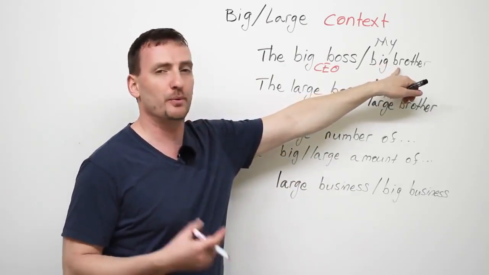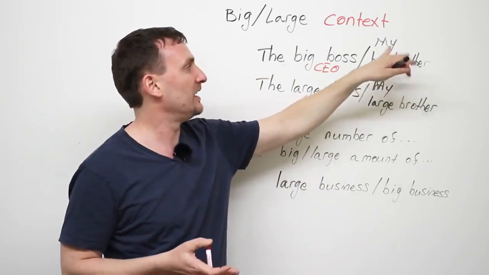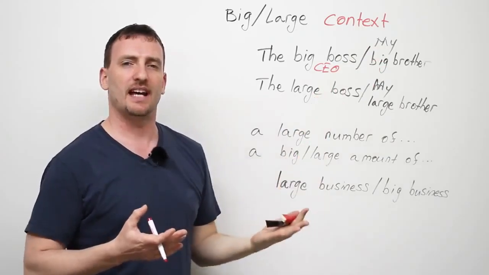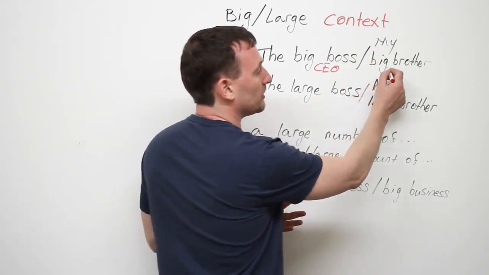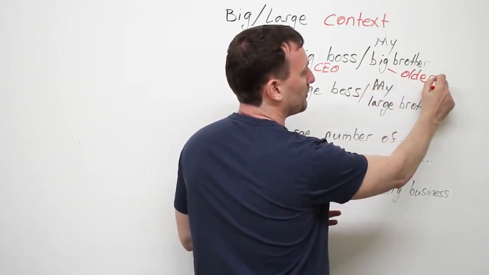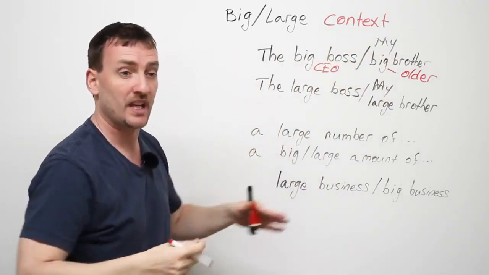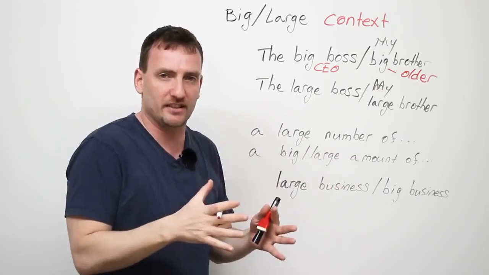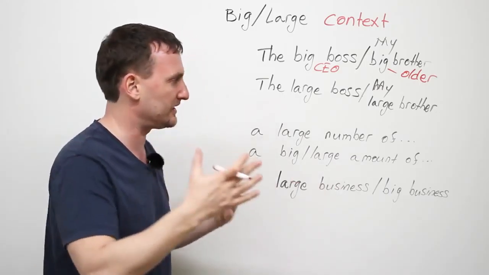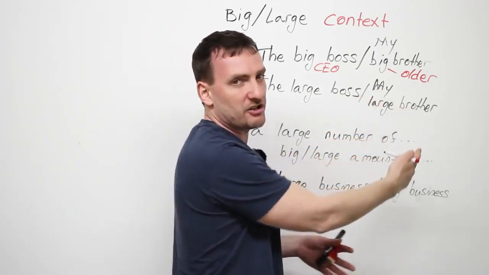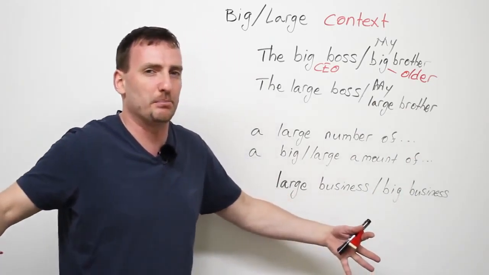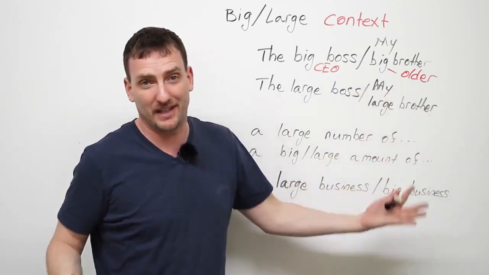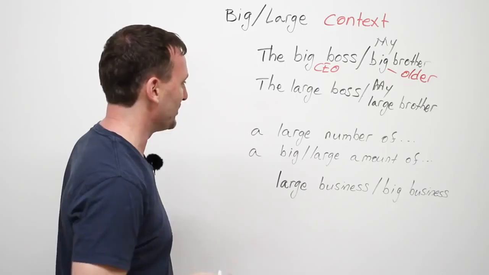Now, let's look at this one. You're talking about your brother. My big brother. What does that mean? Generally, it means older. My older brother, my big brother. Okay? As if you talk about your younger brother, my little brother. He's not physically small, he's younger. Okay? So it's the same idea. If you say my large brother, again, you're talking about a big boy, bigger than you anyway. And that's why you think he's large.